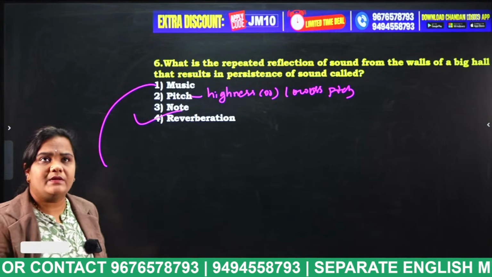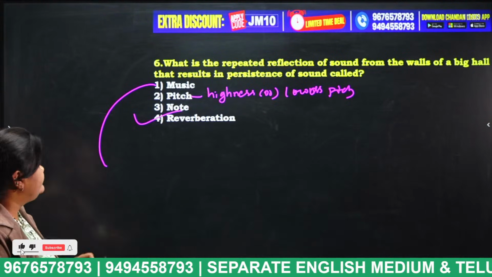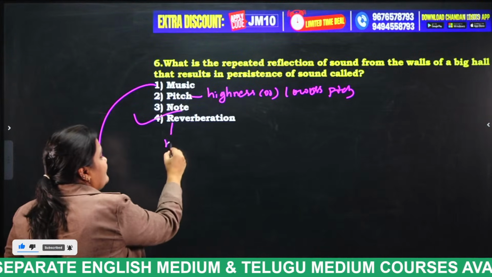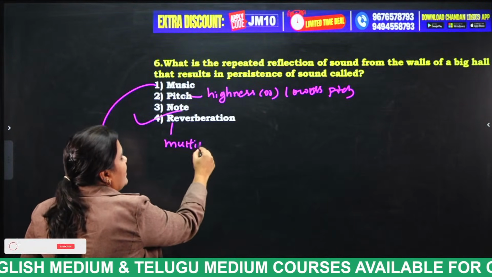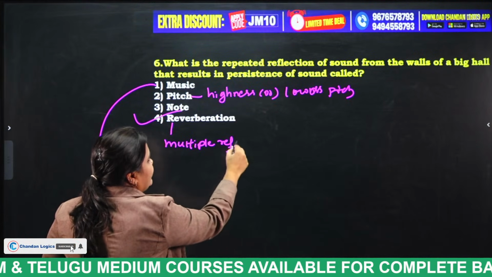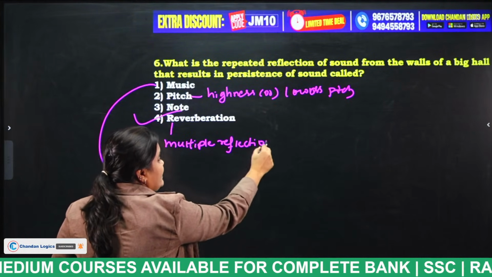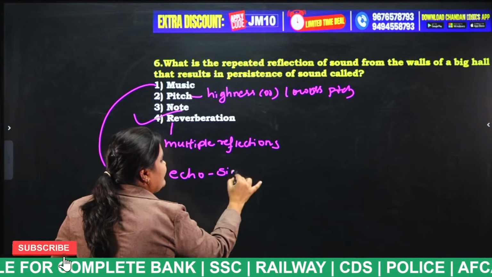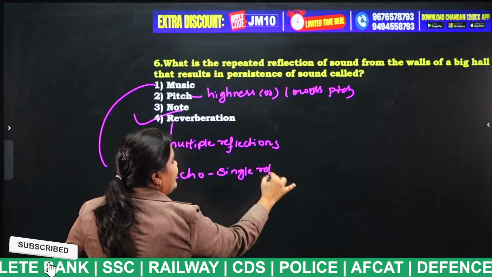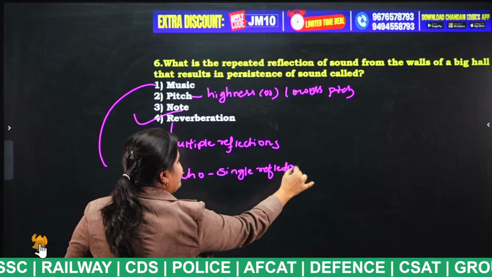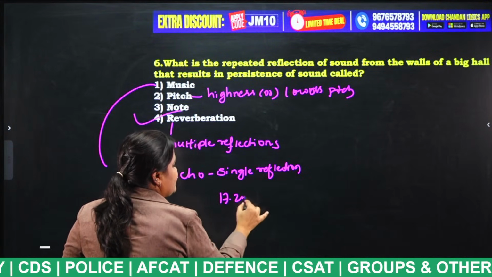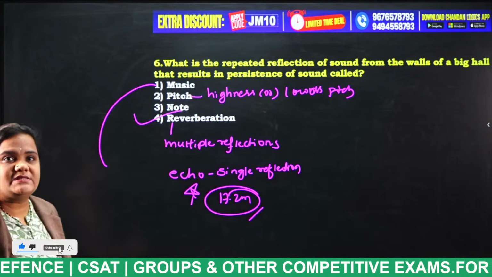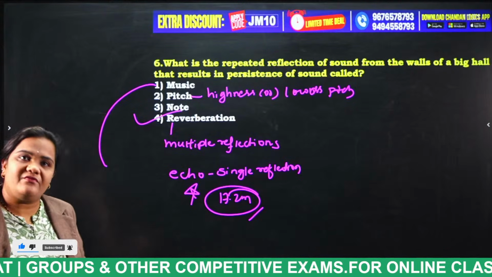Okay, done? Yes. Next. Reverberation means multiple reflections, that means the sound we can hear multiple times, and echo is nothing but what, students? Single reflection. We can hear an echo at a distance when it reaches 17.2 meters. Remember, very important. Next, yes, pitch depends on frequency.